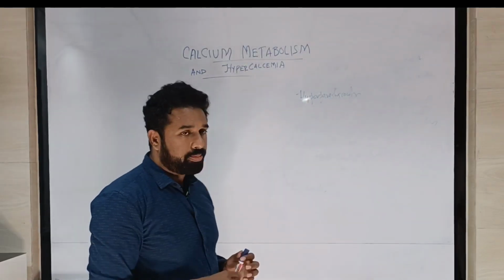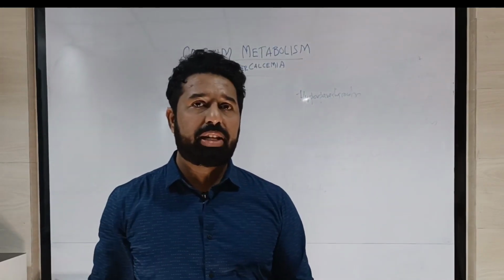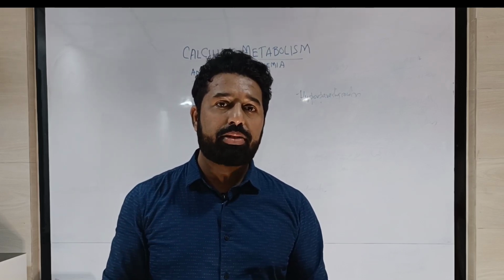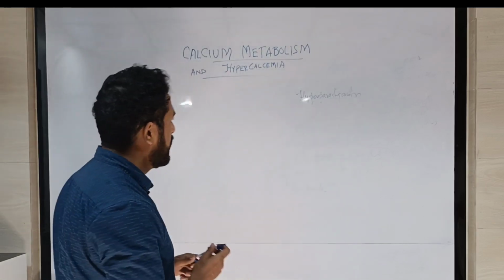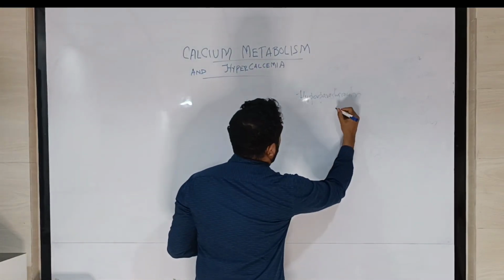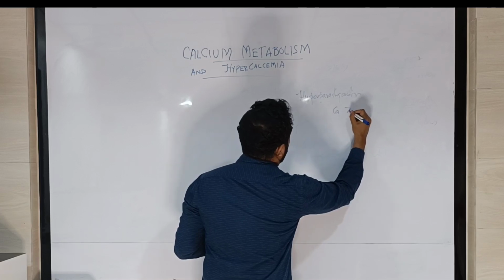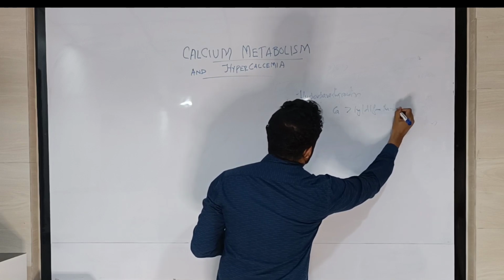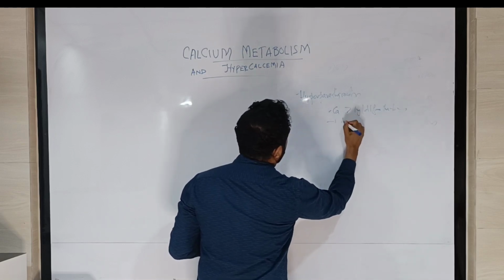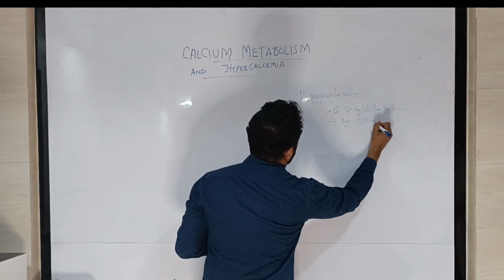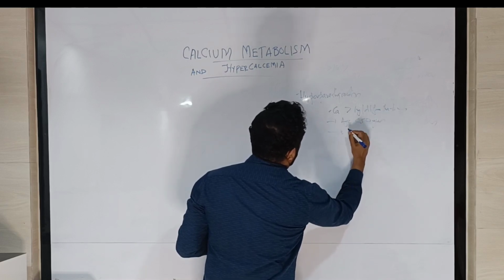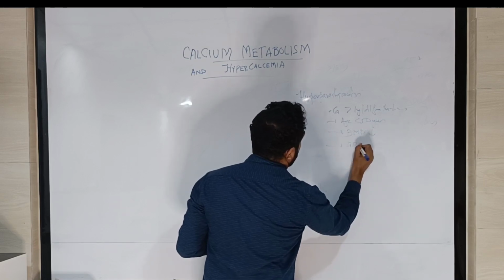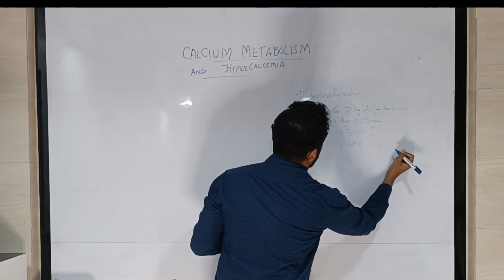So if the patient doesn't have any of these symptoms, if the patient is asymptomatic, what are the criteria that decide if the patient has to undergo a parathyroidectomy or not? If the calcium level is more than 1 milligram per deciliter above the baseline, or if the patient's age is less than 50 years, or the patient's bone mineral density is low, or if the patient's GFR is less than 60.